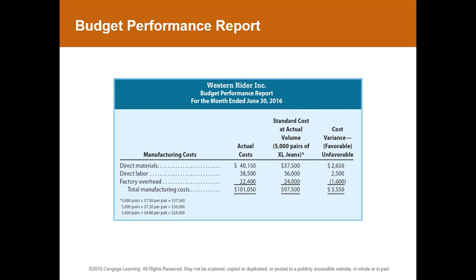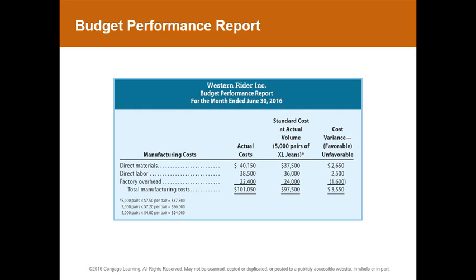Now we're going to take that and overlay it beside a standard calculation. Based off our standards of 5,000 pairs, because we want to look at it on an apples to apples basis, 5,000 pairs are what we actually experienced. So let's look at what happens when we have standard costs at our actual volume. 5,000 pairs of jeans at $7.50 of direct materials standard cost should be $37,500. That same quantity of jeans in direct labor at $7.20 per pair, remember that's 0.80 of an hour, should be $36,000. And for the factory overhead at $4.80 per pair should be $24,000.